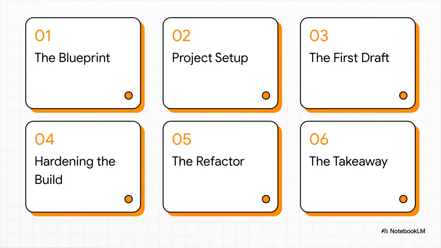So here's our game plan. We'll start with the blueprint, the architecture. Then we'll set up the project foundation. After that, we'll build the first draft using the standard library. Then we'll make it more robust with testing and a proper shutdown. From there, we'll refactor it using Gin. And finally, we'll wrap up with the big takeaways. It's a pretty logical journey.